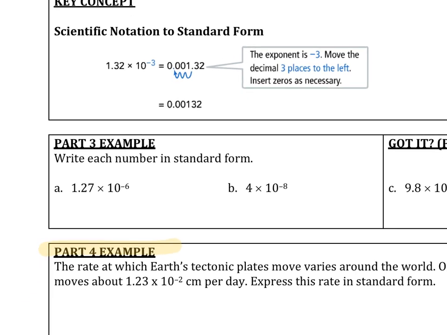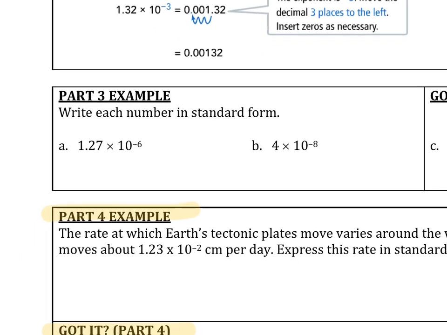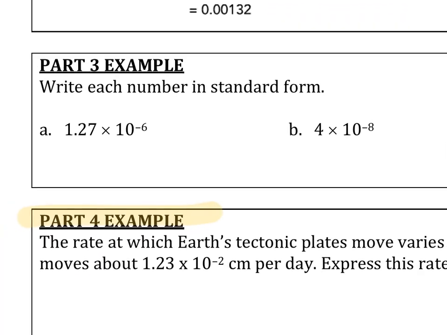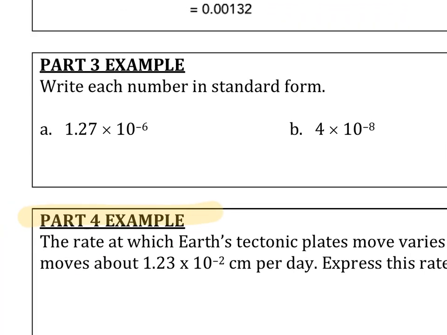Let's take a look at some examples down here. 1.27 times 10 to the negative sixth. All right, I'm going to write 1.27 first, and I'm going to move the decimal point 6 places to the left in this case. 1, 2, 3, 4, 5, 6. There's my new decimal point. Fill in zeros in the gaps. So my new number is 0.0000127. That's my new number.